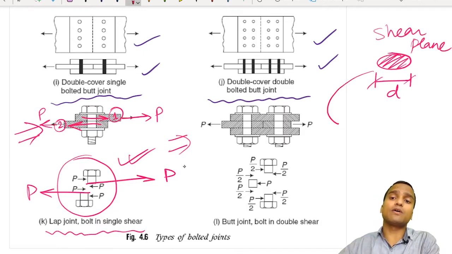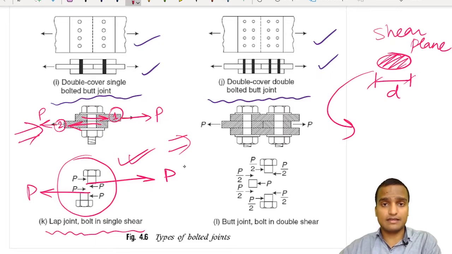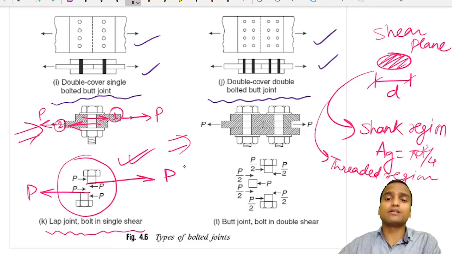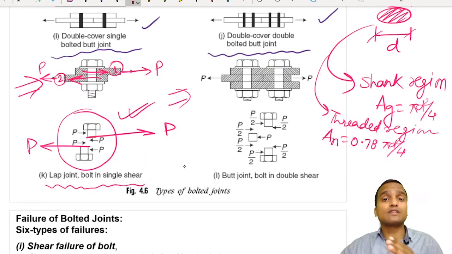Okay, now the area of the shear plane depends on where it lies. If the shear plane lies in the shank region, then we have to use the gross area, which is equal to pi d square by 4. And if the shear plane lies in the threaded region, the area of the shear plane equals A net, which is equal to 0.78 pi d square by 4. So it should be very clear to you where the shear plane is going to lie, in the shank region or the thread region. So this was about the lap joint, which is in single shear.